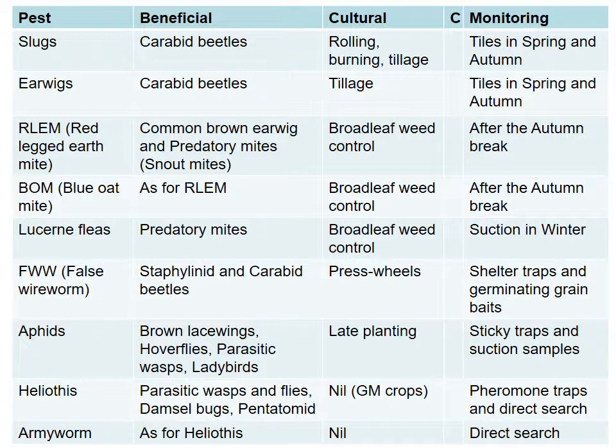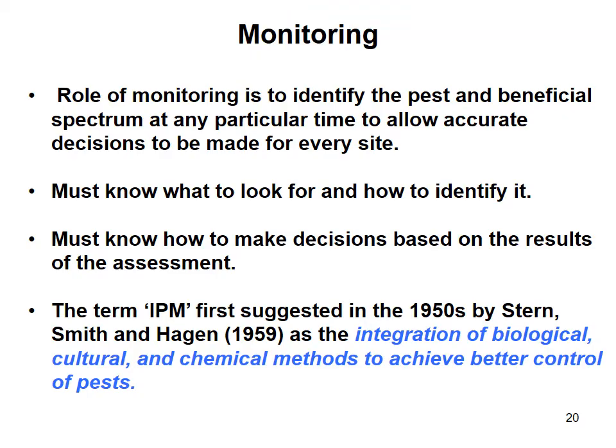Individuals also need to know how to make decisions based on the results of this type of assessment. So with this information added into the last column, the IPM strategy is now complete. The term IPM was first put forward in the 1950s by Stern, Smith and Hagen, published in 1959, and it was published as the integration of biological, cultural and chemical methods to achieve better control of pests.